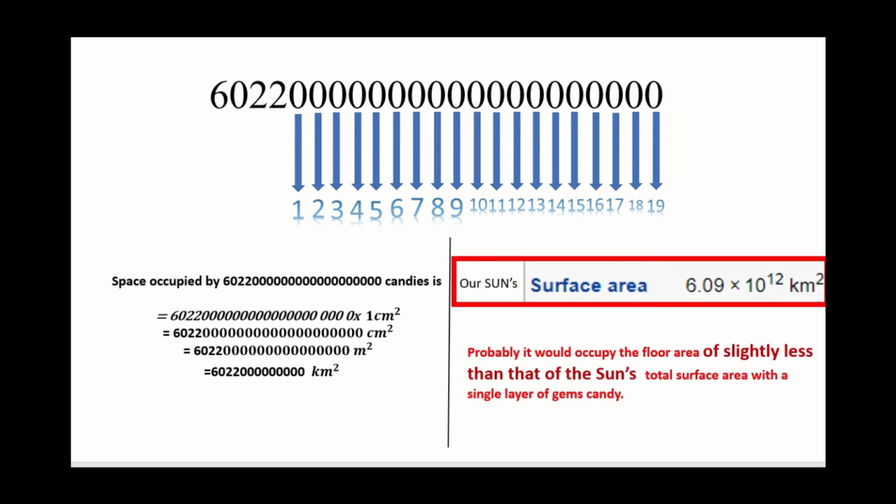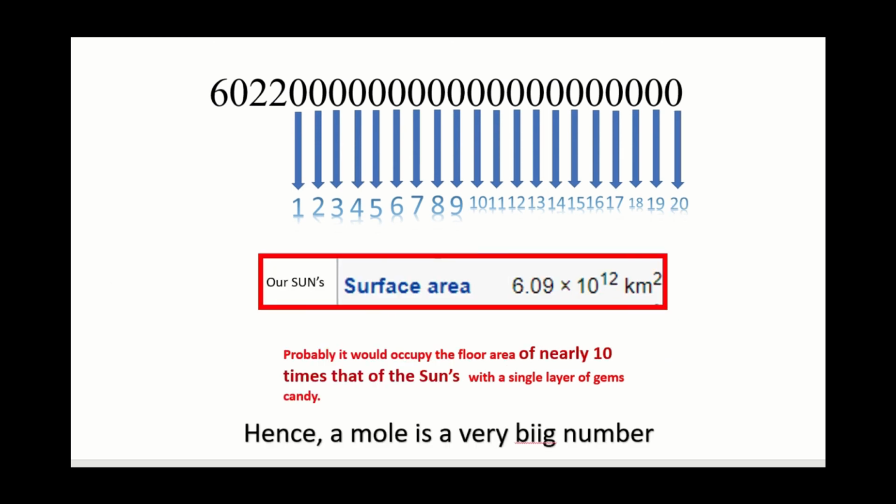Multiplied by one more 10. Can you believe? Probably it will occupy the floor area of slightly less than that of Sun's total surface area with a single layer of gems candy. Multiply it with a final 10. Probably it will occupy the floor area of nearly 10 times that of Sun's total area with a single layer of gems candy. Hence, a mole is a very big number.